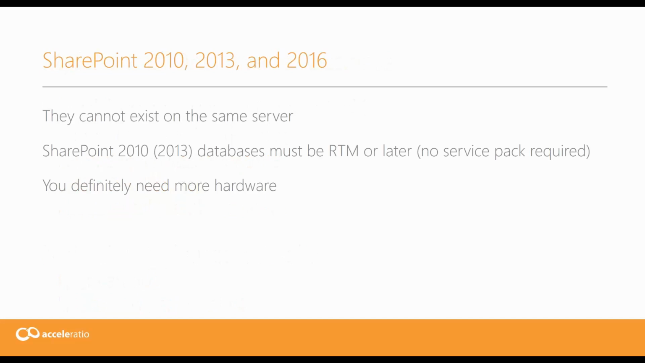All right, so we talked about this before, 2010, 2013, and 2016. None of them can exist on the same server as another. 2010 and 2013 databases only have to be at RTM or later to upgrade. With previous versions of SharePoint, like to upgrade SharePoint 2007 to 2010, you had to have Service Pack 2. And for some people, that was a problem because they didn't want to put Service Pack 2 on because of customization or stability issues. And again, you'll probably need more hardware because of the new functionality.